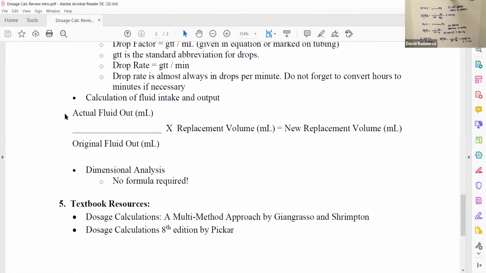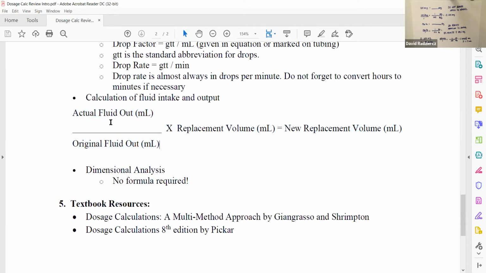If you need to calculate a fluid replacement volume question, this is the formula that I put together to help you guys out with that. You take what was actually voided out over the original or expected voided out, and then multiply with replacement volume, and that'll give you the new replacement volume. So I do advise using this formula. You can come about it with dimensional analysis, but there's a lot of fluid in, fluid out. You just got to keep those things straight. But you'll practice this, and most students do not miss this question.